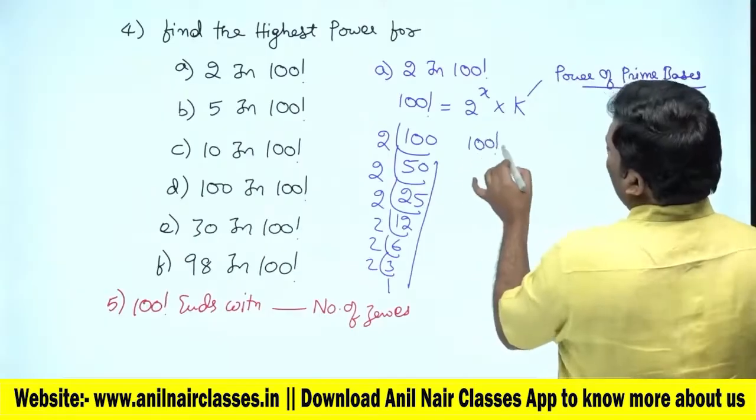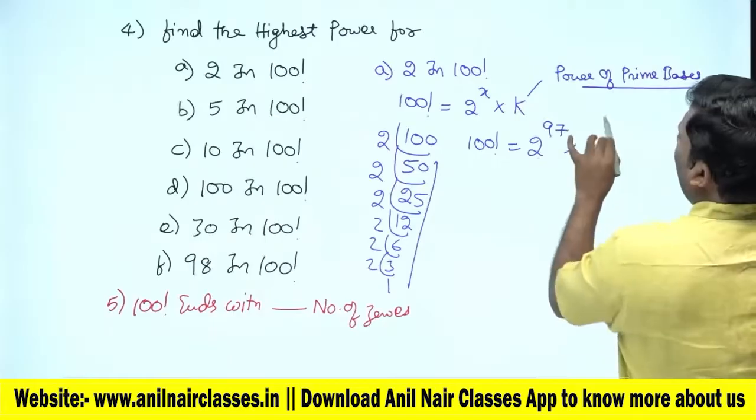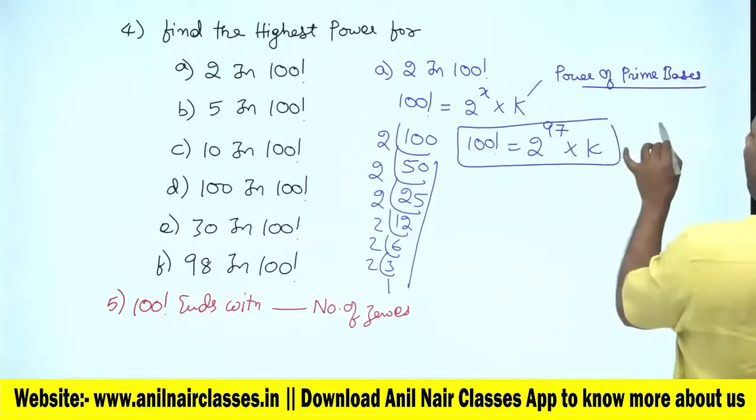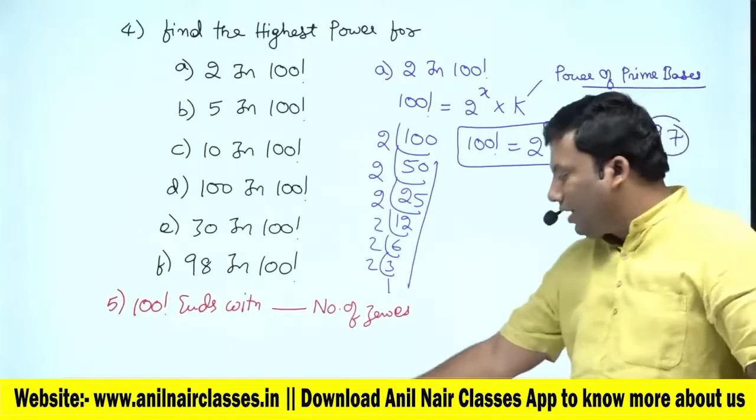So 100 factorial can be written as 2 power 97 into k. Highest power of 2 in 100 factorial: the answer will be 97. Answer for this question will be 97.